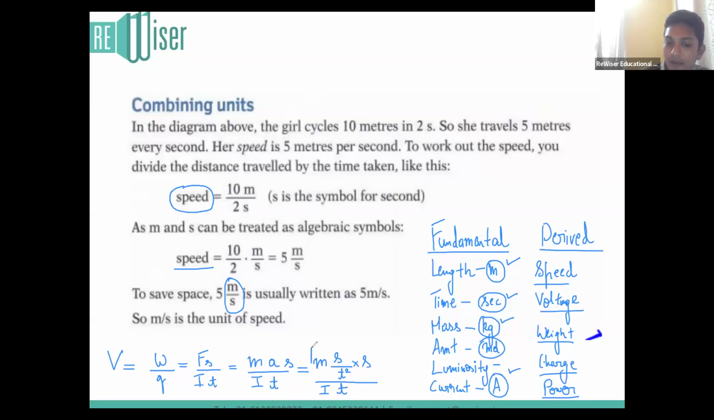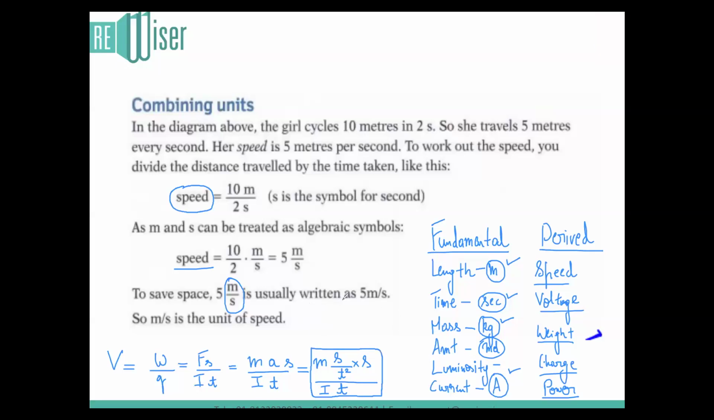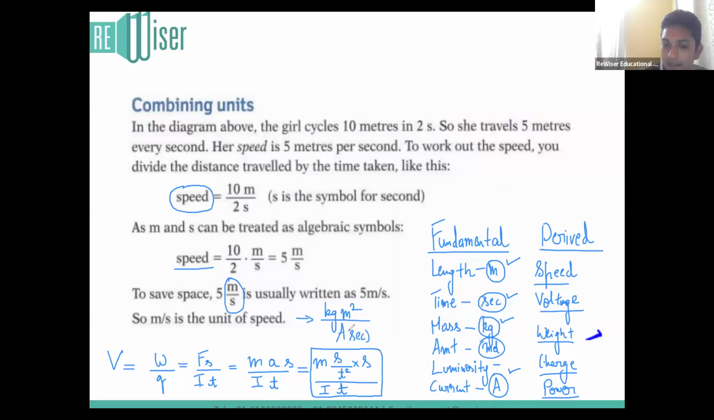This is how you break down any derived quantity into fundamental quantities. Make sense? Yes. And once you break it down, you can write the corresponding units. So this was M L squared by I into T cubed when simplified. So the units correspondingly became kg meter squared per ampere into second cubed. So this became the fundamental quantity denotation and the fundamental unit denotation for voltage.